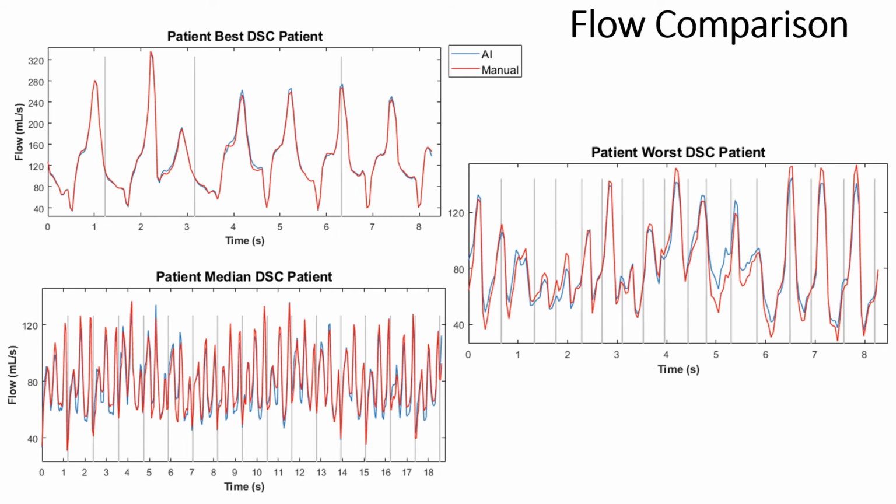Finally, we also looked at the flow curves, where I am showing the curves for the patients with the best DICE score, the median DICE score, and the worst overall DICE score. Overall, the shape between the AI and the manual agree excellently for each patient. Even in the worst DICE score patient, poor frames are rare and only impact a few time points, and the flow curve as a whole tends to agree.